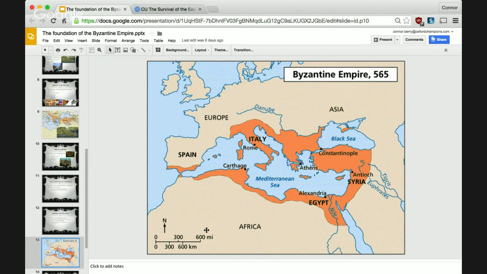However, it was so stretched out and so big, it was so hard to defend, that over time it got chipped away again, and he really did not get his empire back.